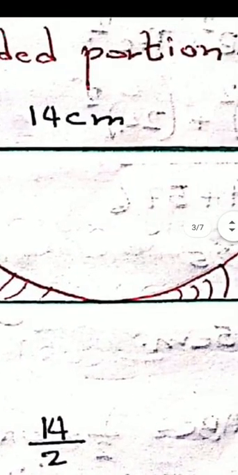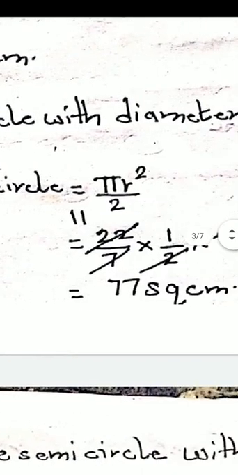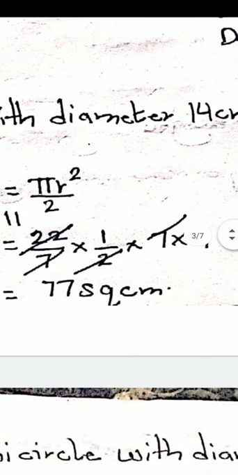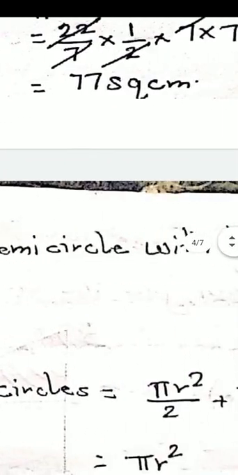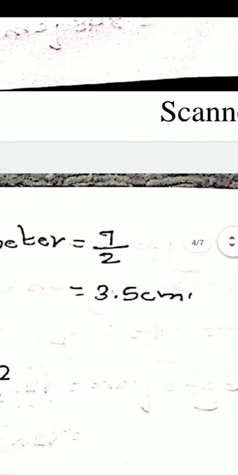So radius of the semicircle with diameter 14 centimeter equals 14 by 2. I'm speaking about this semicircle. So 14 by 2, that is 7 centimeter. So its area, the area of the semicircle, equals pi r square by 2, so that is 77 square centimeter, as r has been found as 7, 22 by 7 into 7 into 7 by 2. Yes, so radius of this semicircle with diameter 7 equals 7 by 2, that is 3.5 centimeter.